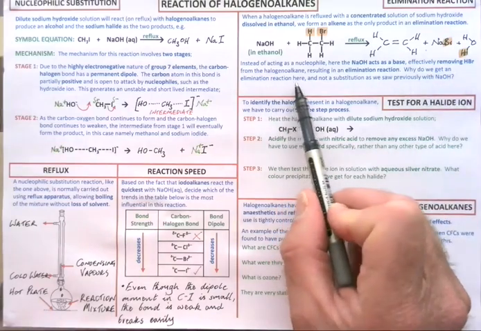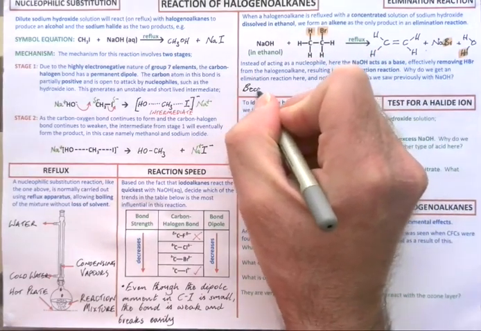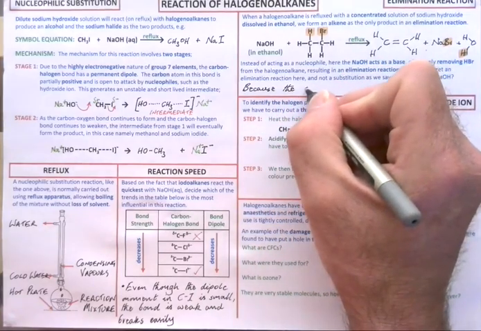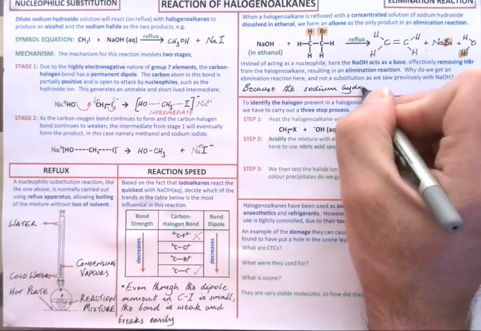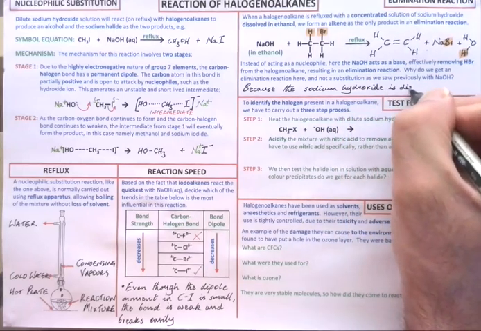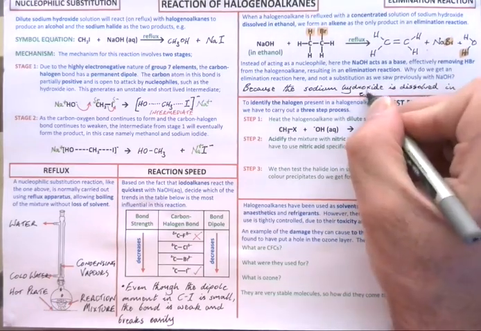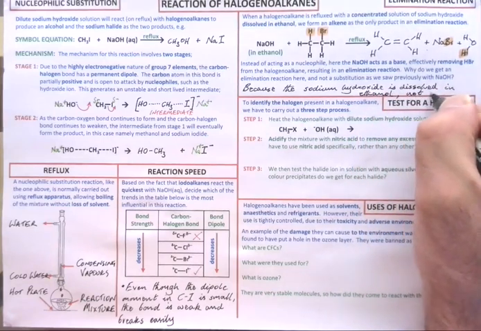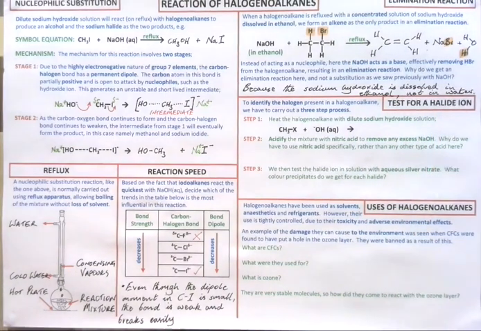Why do we get an elimination reaction here and not a substitution as we saw previously? Because the sodium hydroxide is dissolved in ethanol. Is it in ethanol? Not in water. You wouldn't imagine the solvent would make any difference, but it does. It makes a big difference in this case.